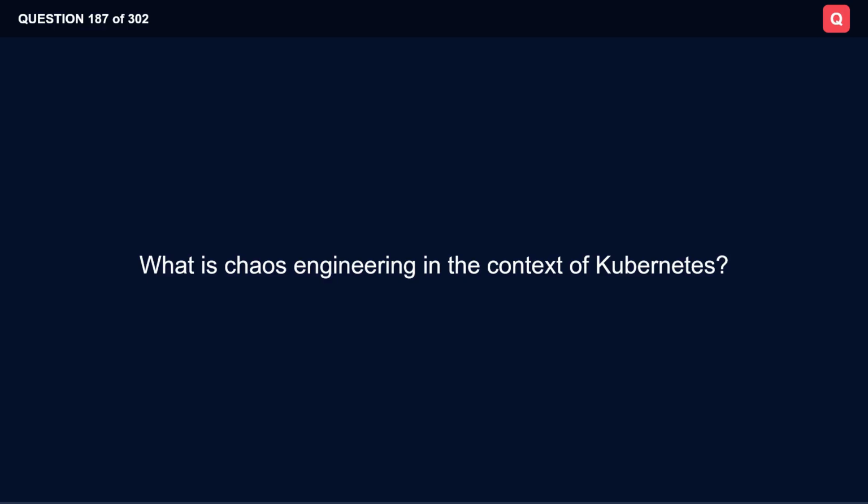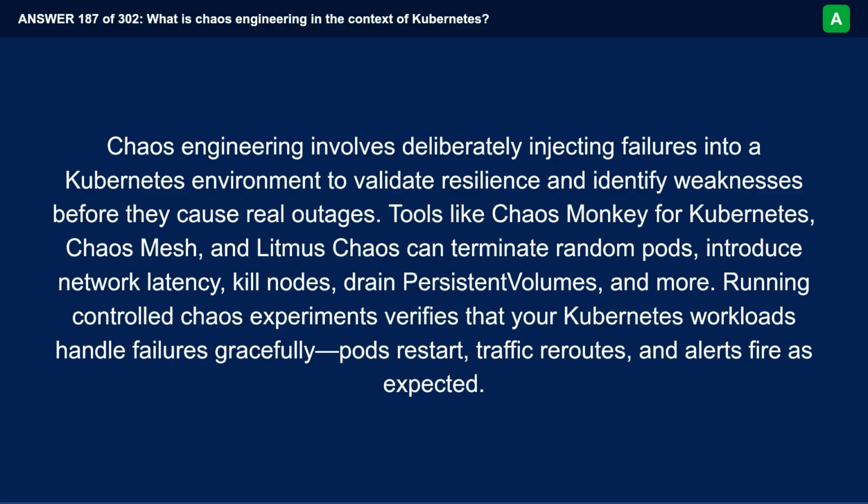What is chaos engineering in the context of Kubernetes? Chaos engineering involves deliberately injecting failures into a Kubernetes environment to validate resilience and identify weaknesses before they cause real outages. Tools like Chaos Monkey for Kubernetes, Chaos Mesh, and Litmus Chaos can terminate random pods, introduce network latency, kill nodes, drain persistent volumes, and more. Running controlled chaos experiments verifies that your Kubernetes workloads handle failures gracefully. Pods restart, traffic reroutes, and alerts fire as expected.